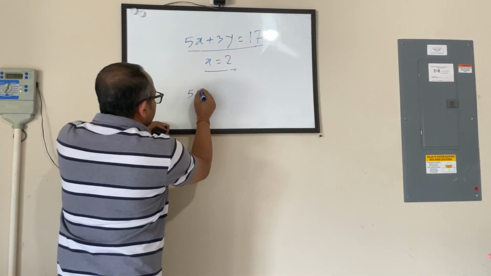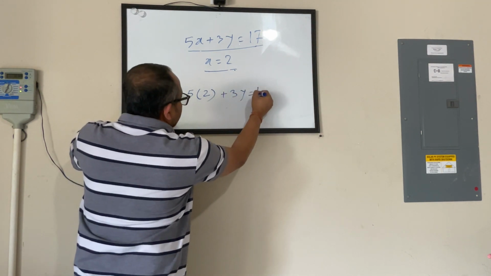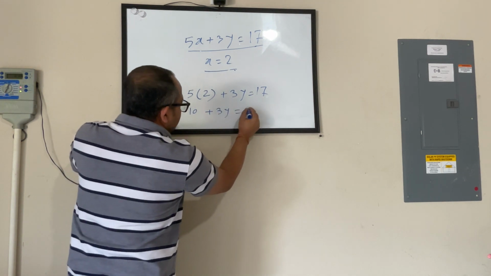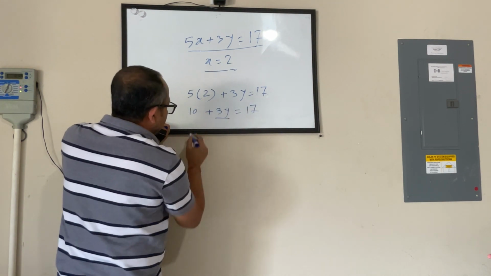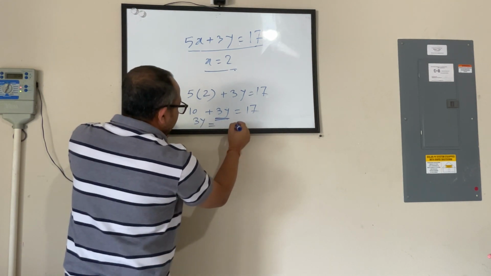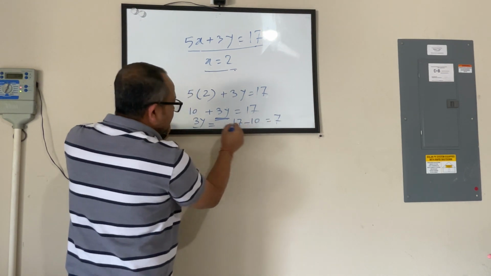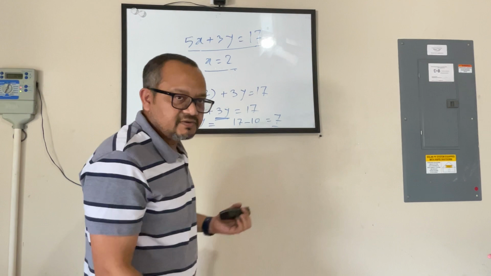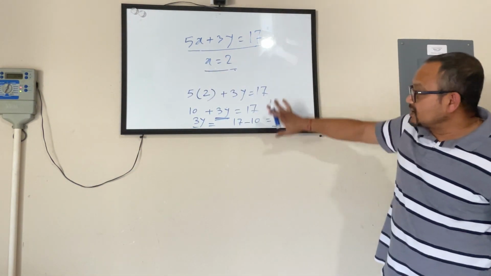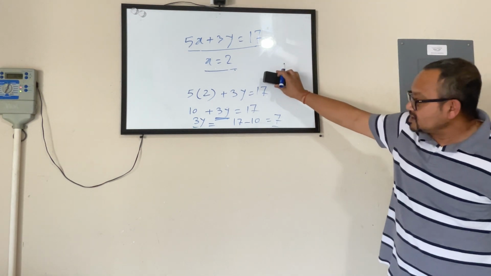Okay, so x is 2. Let me put 2 in place of x: 5x plus 3y equals 17. So this becomes 5 into 2, 10, plus 3y equals 17. Now I'll keep similar things on one side. So I'll keep 3y on one side and then 17 minus 10 equals 7. So 3y equals 7, y equals 7 by 3, whatever. So this is just an example of how you solve two variables.